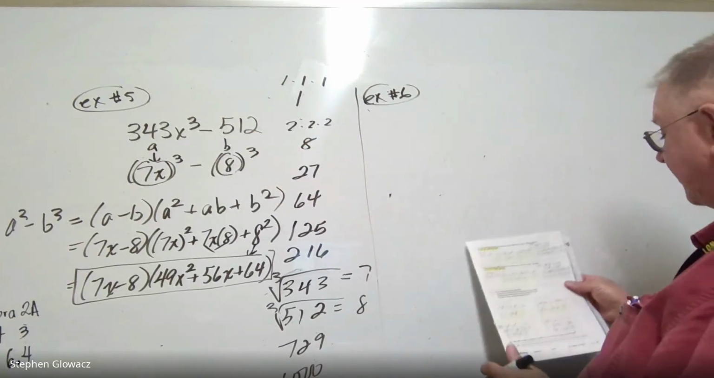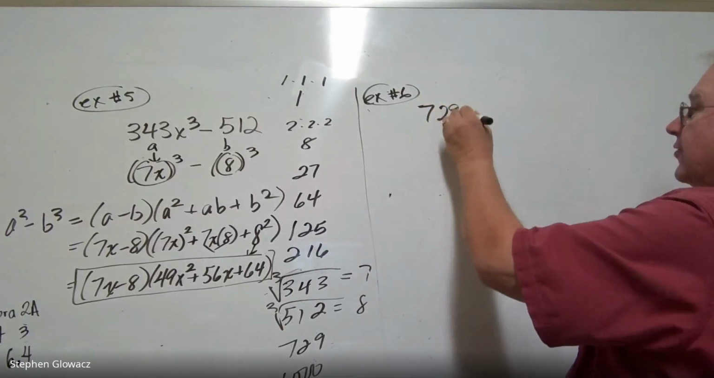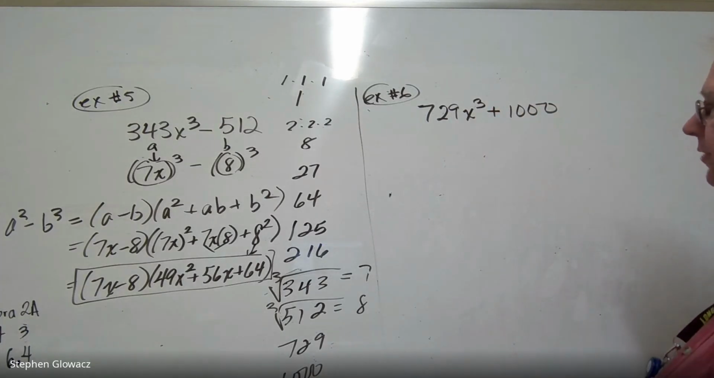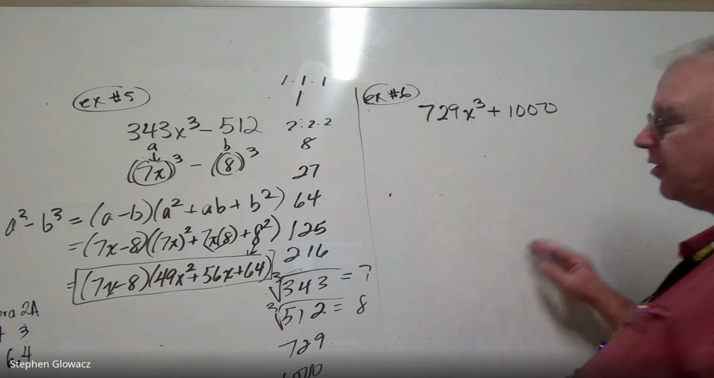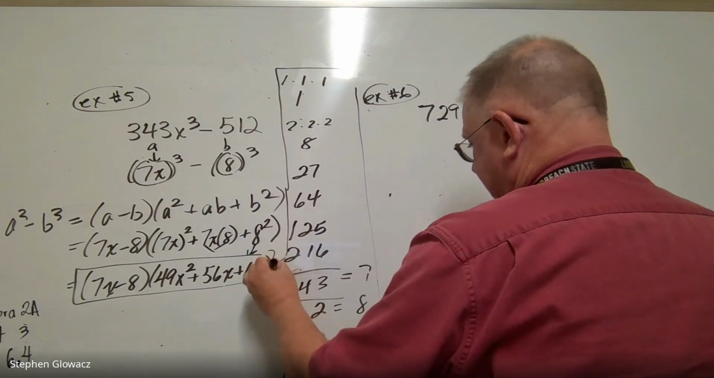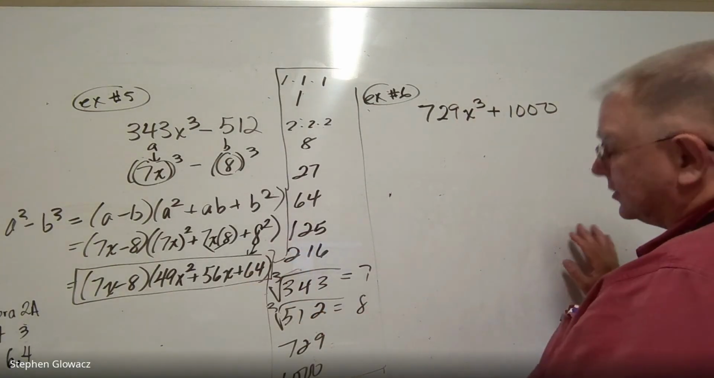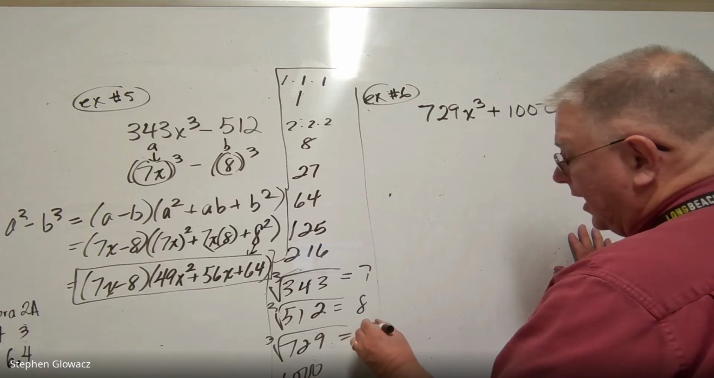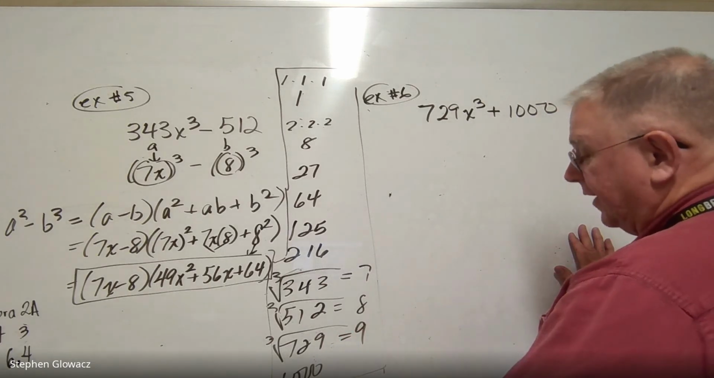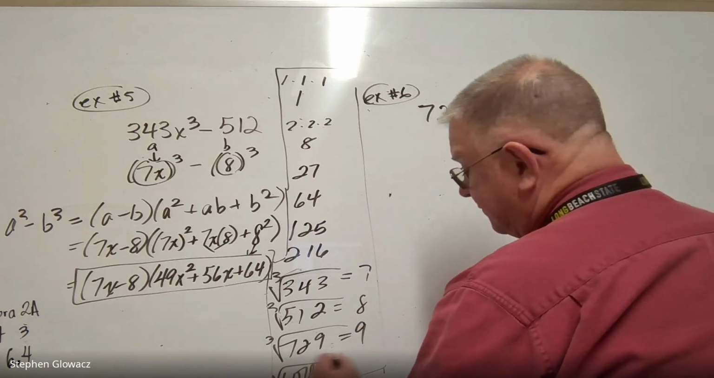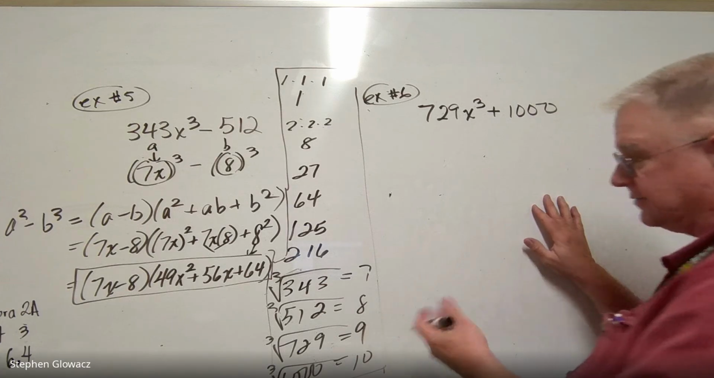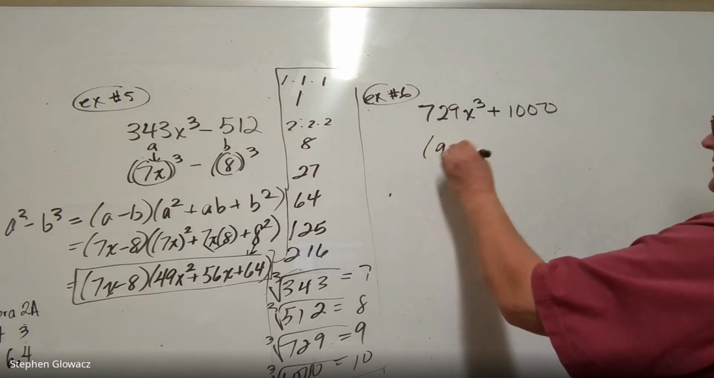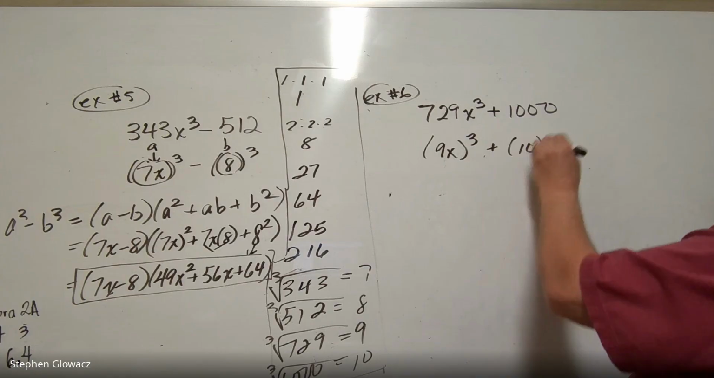Now it turns out there's also a pattern for the sum of two perfect cubes. So we have 729x cubed plus 1,000. So looking at our list of perfect cubes here, and we'll kind of try and box this in a little bit to see that better. So the cube root of 729, we put the little 3 there to indicate cube root. And then the cube root of 1,000 is 10, because 10 times 10 times 10 is 1,000. So we're going to rewrite this as 9x cubed plus 10 cubed.